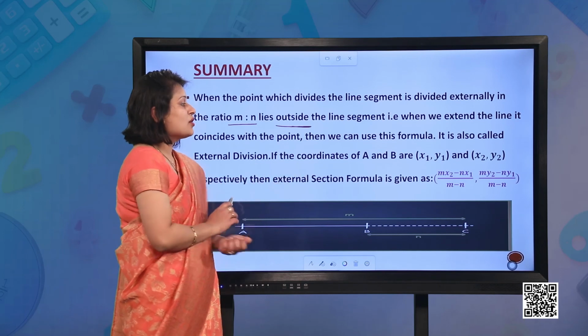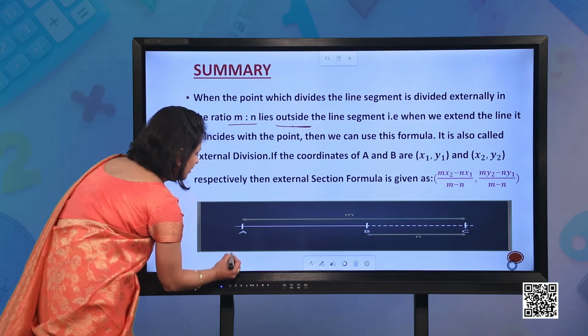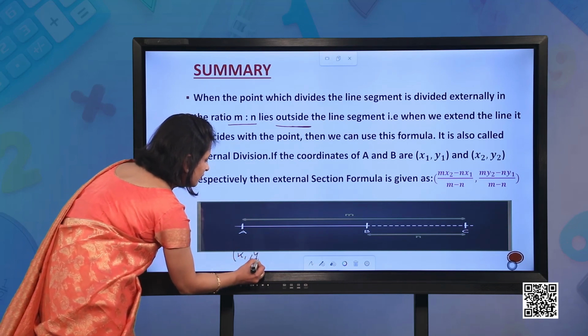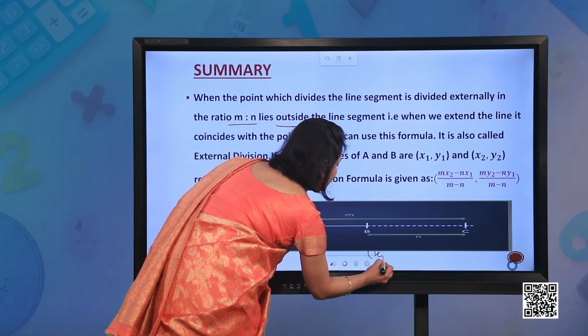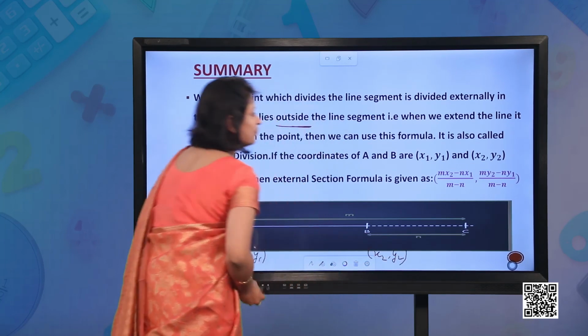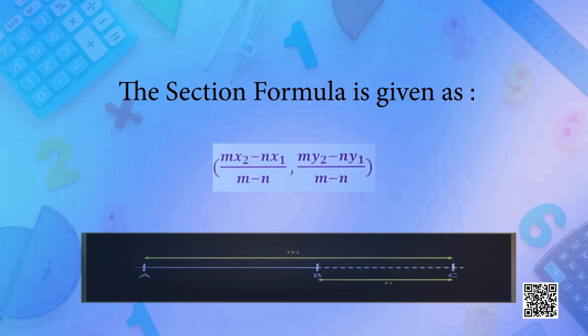If we have taken the coordinates of point A as (x1, y1) and B as (x2, y2), then the external section formula is given as (m x2 minus n x1) divided by (m minus n) and (m y2 minus n y1) divided by (m minus n).